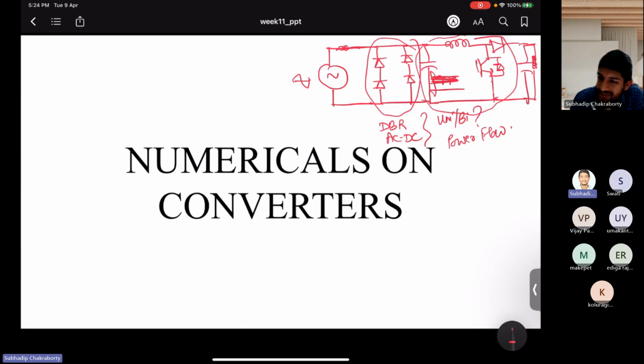By the term bidirectional power flow, I mean that it should be able to throw the power from AC to DC side as well as DC to AC side. And for unidirectional, the power will flow only from the AC side to DC side. So then my question will be that okay, agreed. Why is the diode bridge rectifier unidirectional?